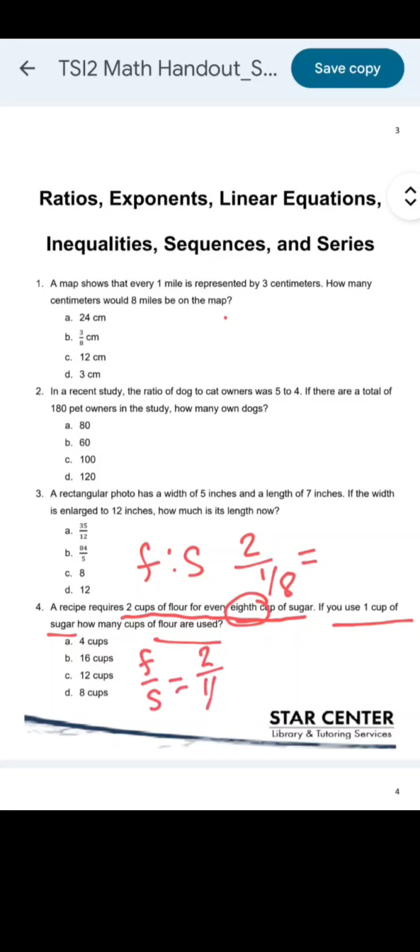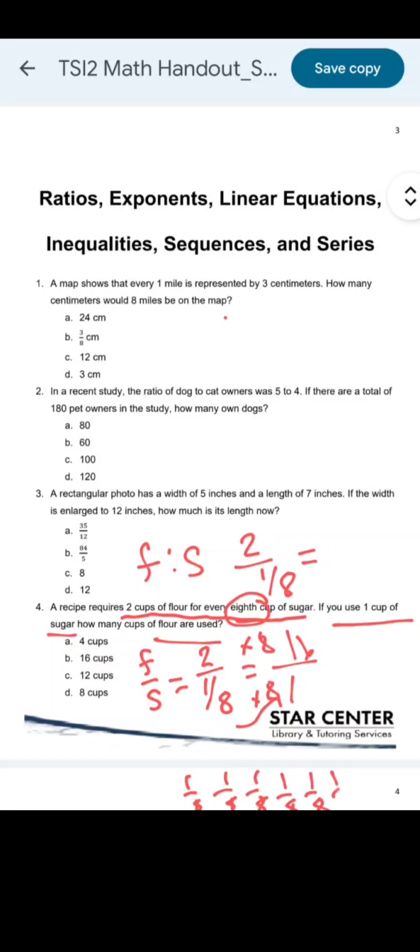I have 2 over 1/8. Well, what did I multiply 1/8 by to create a whole? Because that's 1, right? What would I have to multiply 1/8 by to get a whole? How many 1/8 would it take for me to get 1 whole cup? It would take 8. So this would be times 8 up here, and that would be 16.